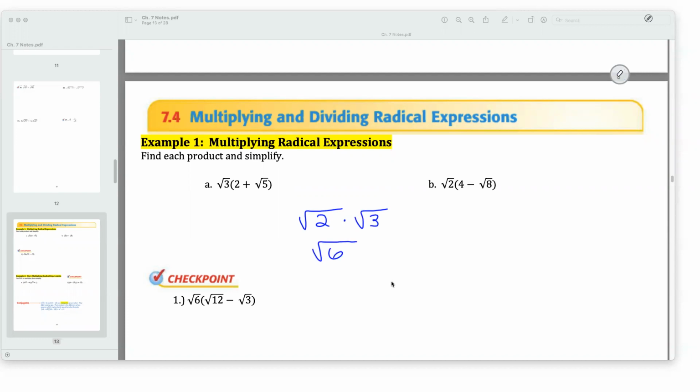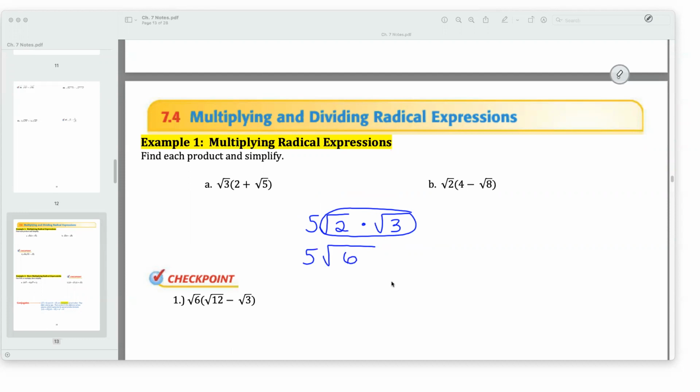If this, though, was the square root of 2 times, let's say, the cube root of 3, you are not allowed to multiply the 2 and the 3 together because they're different roots. Also, if there are coefficient numbers, let's say we have 5 square root of 2 times the square root of 3, you can still multiply the radicals and then the coefficients stay the same.